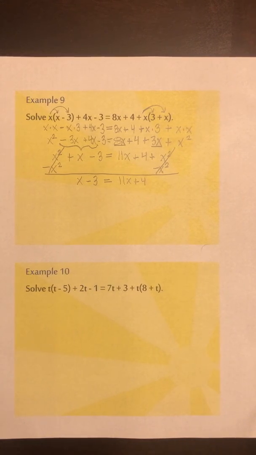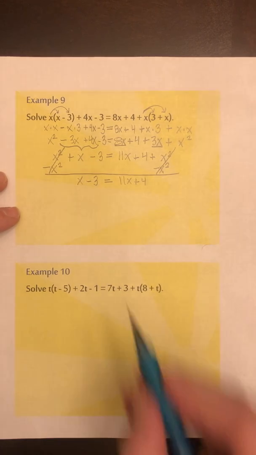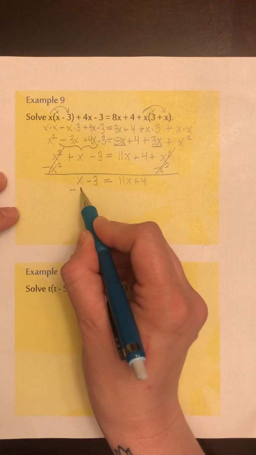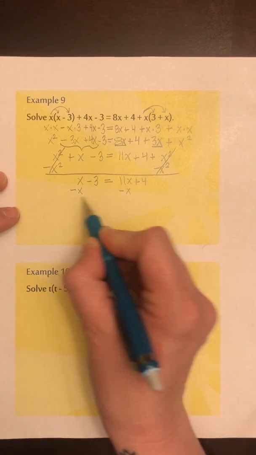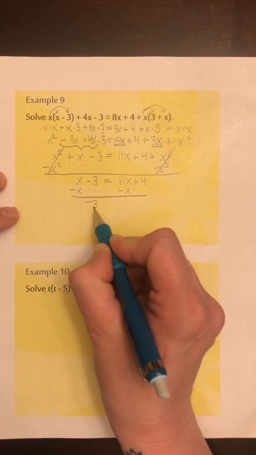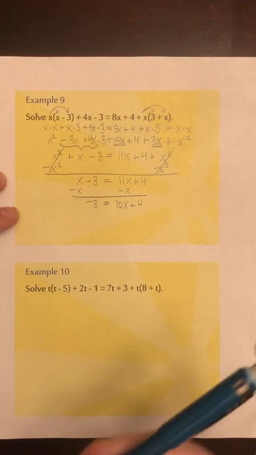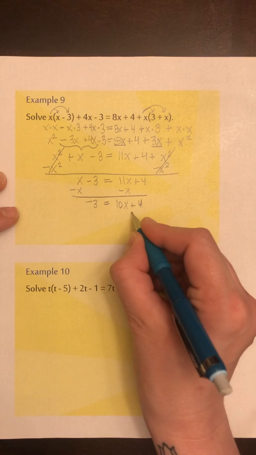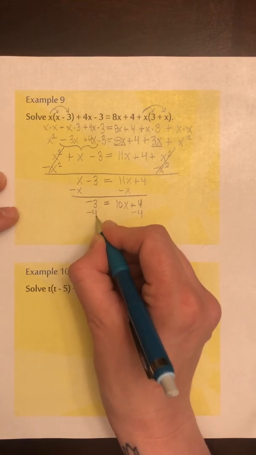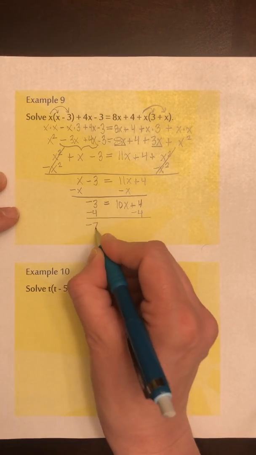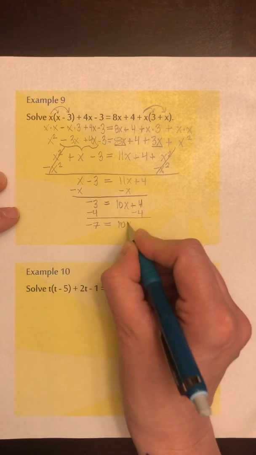And we now have a very easy problem that you knew how to do before you walked into my classroom this year, because this is now basically a pre-algebra problem. So I'm going to subtract that x on over. I get negative 3 equals 10x plus 4. Then I'm going to subtract the 4. So I have negative 7 equals 10x.